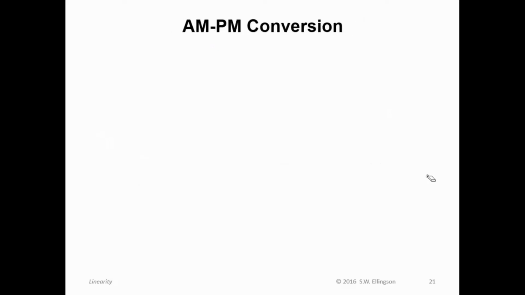Next, I'd like to talk about AM to PM conversion. The AM and PM we're referring to here are amplitude modulation, phase modulation. Hopefully you know that amplitude modulation is sending information by varying the amplitude of a sinusoid, whereas phase modulation is sending information by varying the phase of a sinusoid. Now here we're not talking about sending information, we're just talking about what form the signals take.